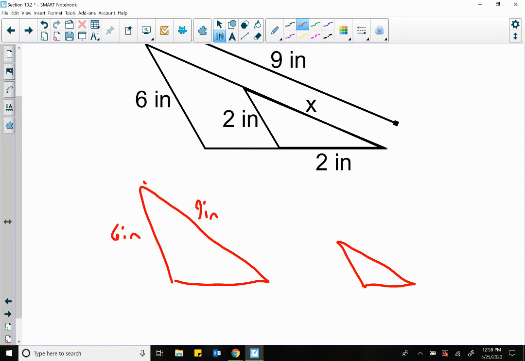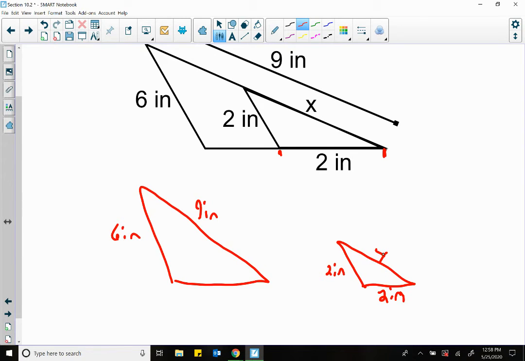This bottom length right there, we don't know. This 2 is actually from only right here to right here. So on the bottom here, we don't know that guy, so I'm going to leave it blank. That's what we know on the big. So on the small one, we know that this is 2 inches. This guy is 2 inches. And this one is x.